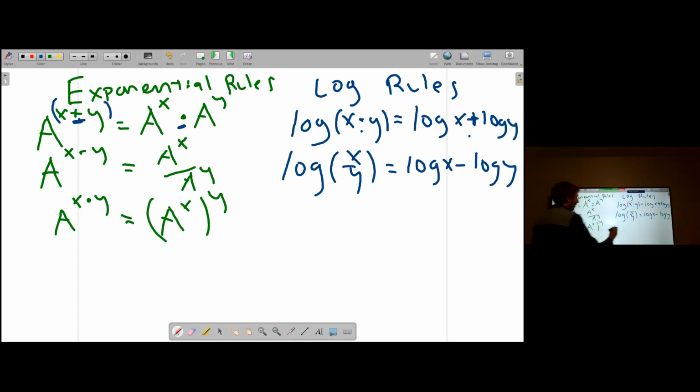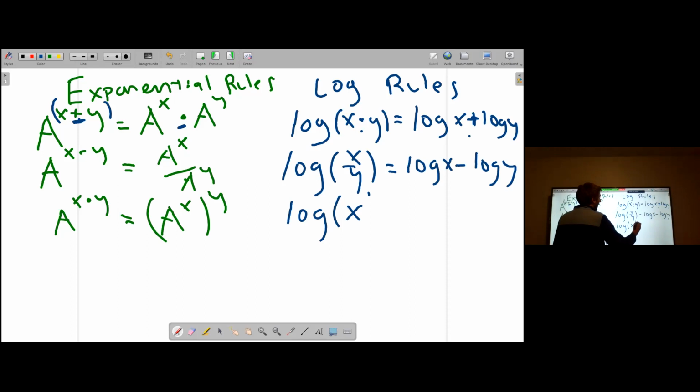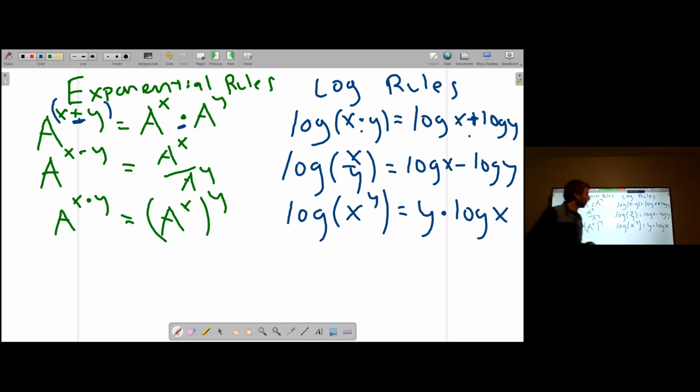And same thing for this one. An exponent on the inside is going to turn into a multiplication on the outside. Okay, so those are your log rules.